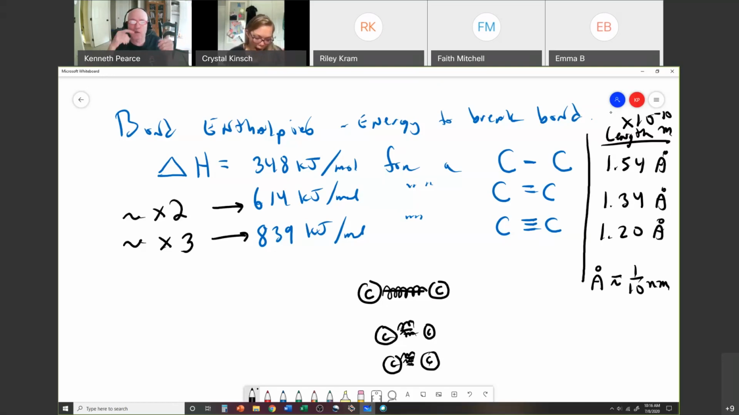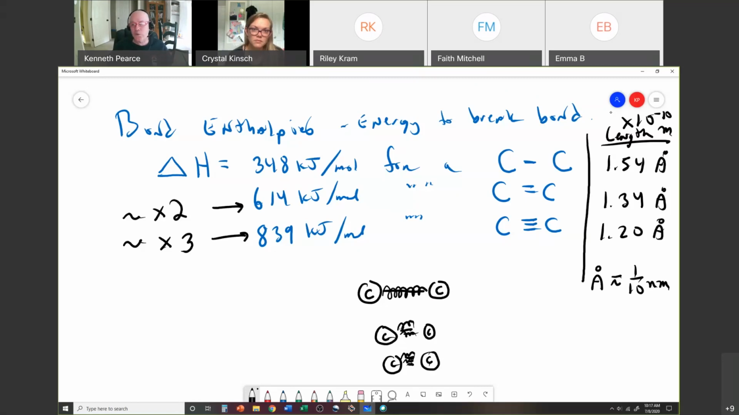Okay, so the only thing that's increasing by factors of 3 for a triple bond is the bond energy. How much energy does it take to break that triple bond? Okay, that goes about 3 times as much. As far as bond length, it's just a smidgen shorter. It's measurable. 1.5 versus 1.2, you can measure that, but it's just a little bit shorter. Okay, but they do get shorter.